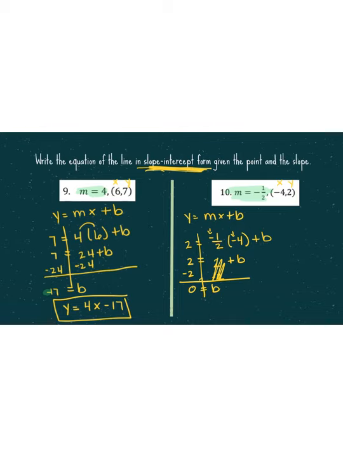So now let's put it in slope-intercept form. Y equals negative 1/2 x plus 0. And it's okay to have a 0 right there. That means you don't have a y-intercept.